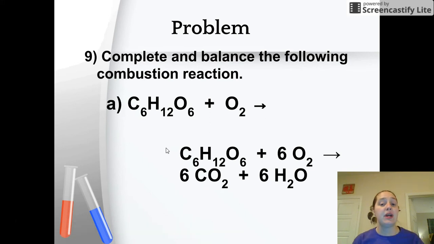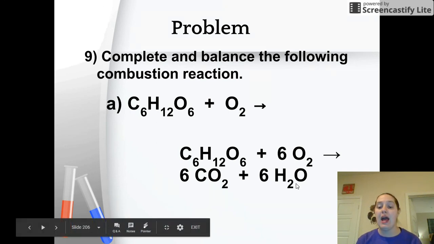Okay, so for combustion reactions, remember, no matter what, if it's combustion, it's a carbon-hydrogen hydrocarbon thing reacting with O2, and it must be O2, then it will form CO2 and water. That's it for combustion. Fairly straightforward and simple.